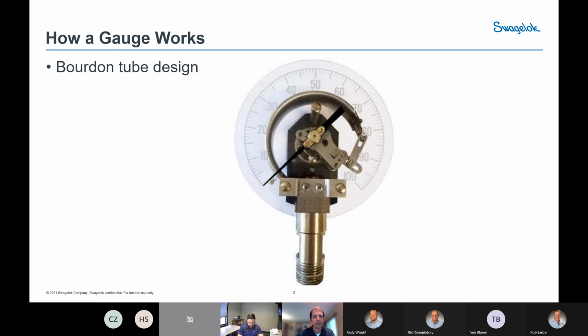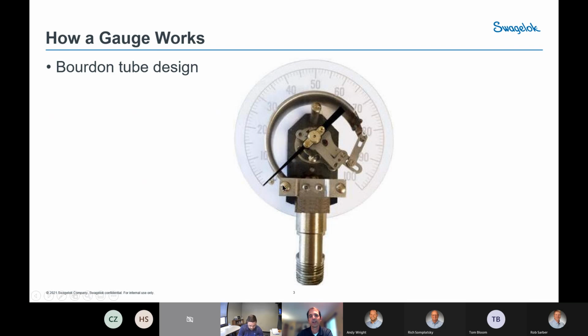So let's start off here with how a gauge works. When you talk about analog mechanical gauges, the vast majority of gauges use a Bourdon tube design. There are some other types of gauges, but this is primarily what you see out there. The Bourdon tube design uses a Bourdon tube, which is a piece of tubing that you see right here, this circular shape, and it's connected to the inlet of the gauge, and it's sealed off on the other end.